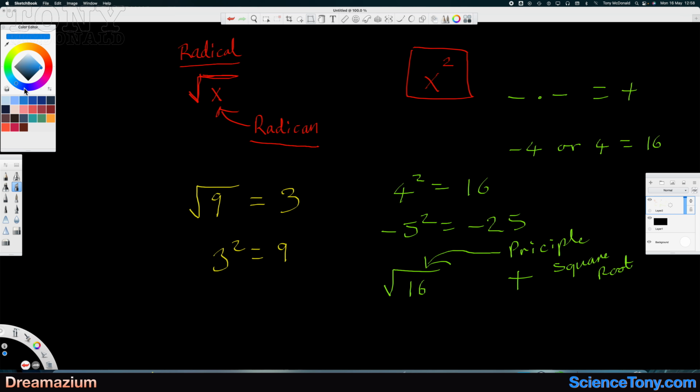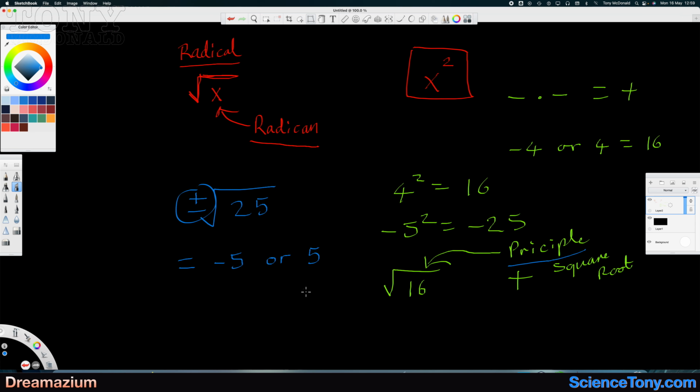If, however, you have something that is indicated, it could be one or the other, like positive or negative square root of 25, then the answer to that would be negative 5 or positive 5. So it would always be indicated. Otherwise, it's the principal square root.